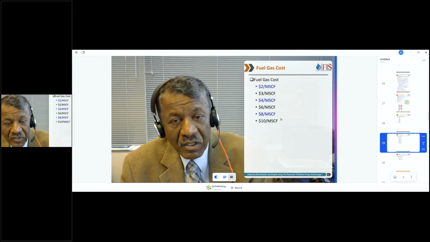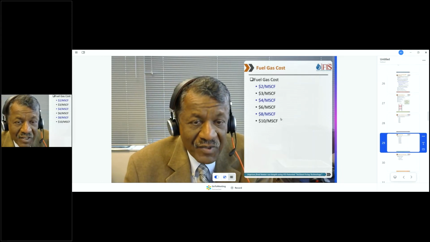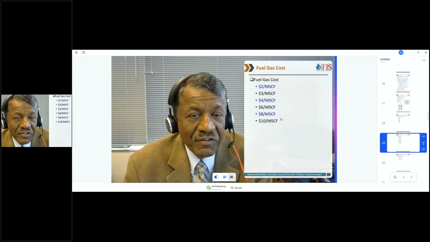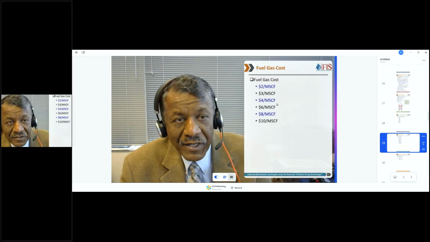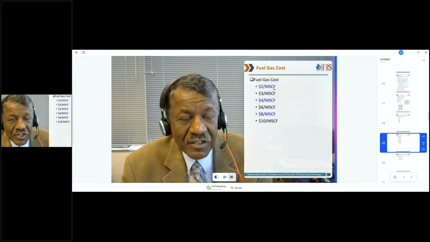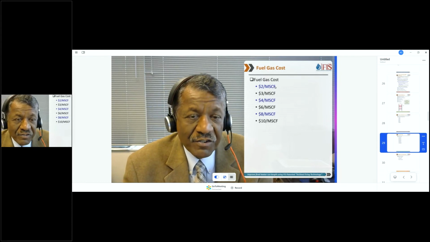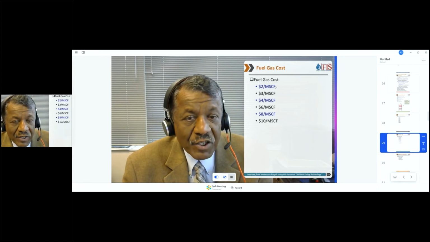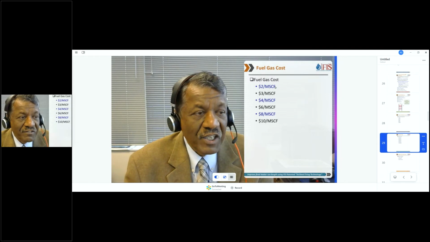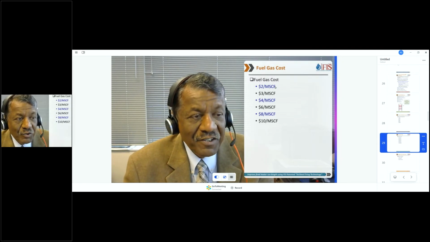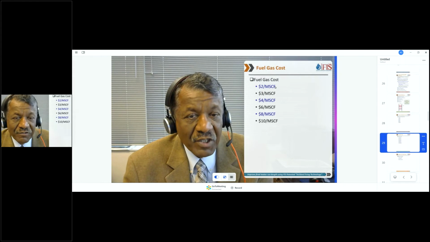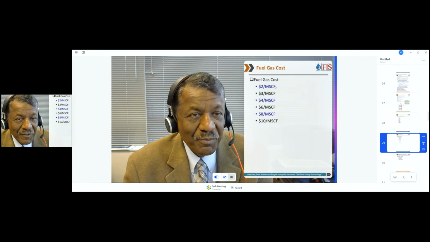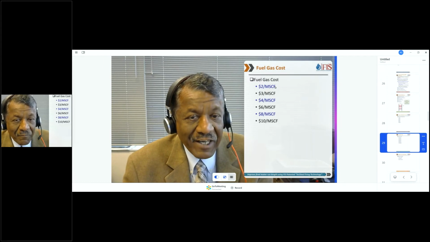So if the fuel gas cost is high, the savings are going to be high, so the higher efficiency will be justified. In the US, the higher efficiency is not justifiable because the fuel gas cost is very low. So most of the furnaces in the US are natural draft. 90% of the heaters in the US are natural draft because the fuel gas cost is low. There is no incentive for the owners to put in an air preheating system or recover heat.